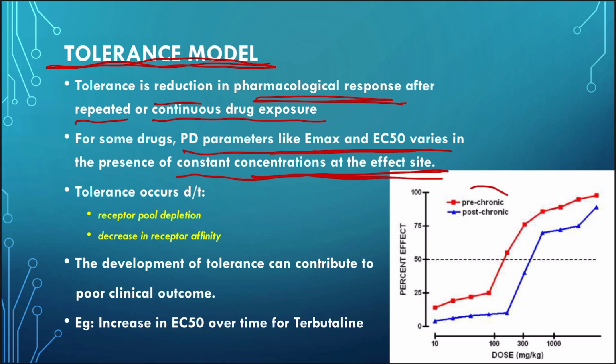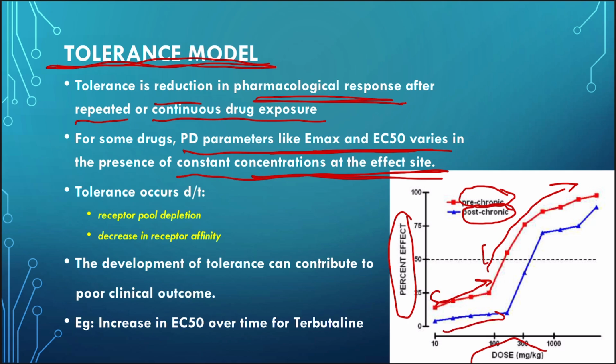Here you can see in the graph, pre-chronic exposure of that particular drug and post-chronic exposure of that particular drug. Here we have the effect and here we have the dose. Pre-chronic exposure, at the particular dose, is producing a higher effect, compared to the condition when the drug is given after a post-chronic exposure. So you can see the graph has shifted downwards. So this is the case of tolerance.